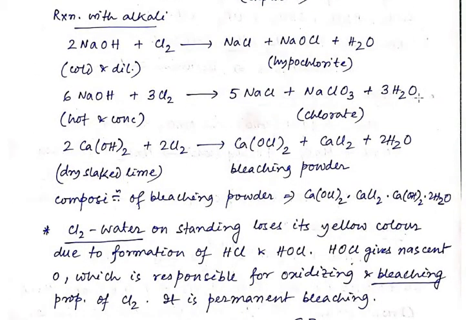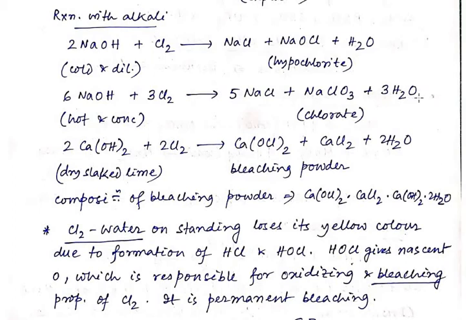The chlorine also reacts with the alkali. Okay, so now we are going to that part, how the chlorine gas reacts with the alkali. So suppose I have NaOH, cold and dilute, and when that cold and dilute NaOH reacts with the chlorine, it will form NaCl, NaOCl and water, that is sodium chloride, sodium hypochlorite and water.